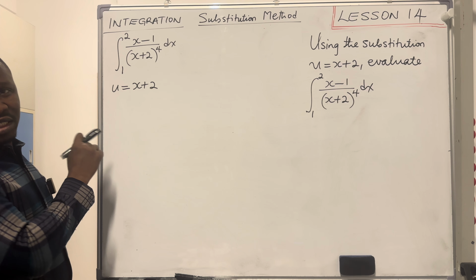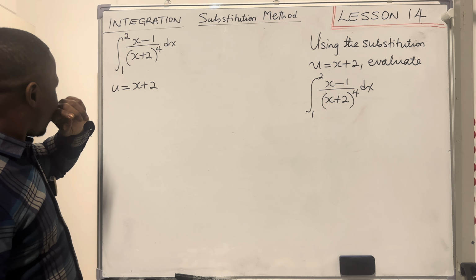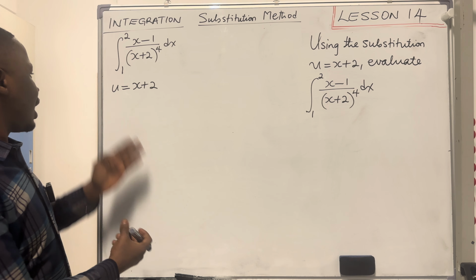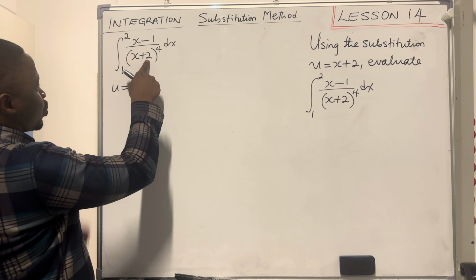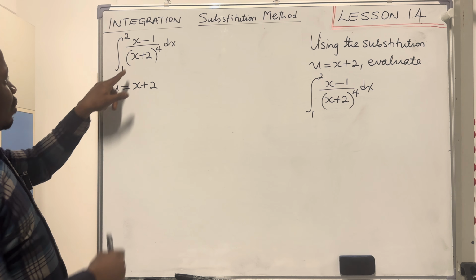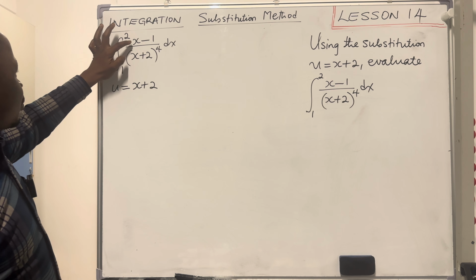We need to change x, and we need to change the limit. But as it stands now, the only thing that we can change is this x plus 2, because x plus 2 is given as u. Even if it is not given, we would have suggested, let u equal to x plus 2. So if x plus 2 is u, what is left to change? We need to change x. So we need to create a provision that will later change this x. What do we do? Let's make x the subject.